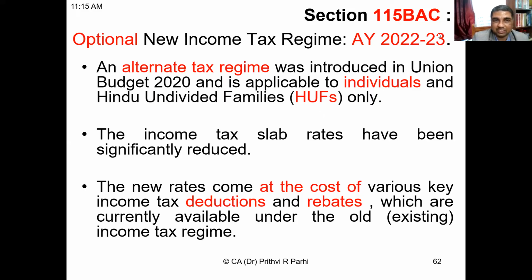That new scheme concept has started from assessment year 21-22 onwards, and is also relevant for assessment year 22-23. For assessment year 22-23 also the same option is there. You can opt for this scheme. So if you see what this scheme suggests, this is an optional new income tax regime, also applicable for assessment year 22-23. It was also there for assessment year 21-22. This is the second year of this scheme.